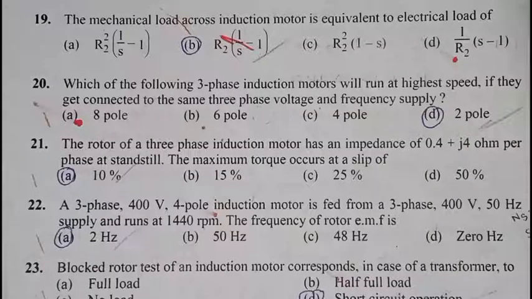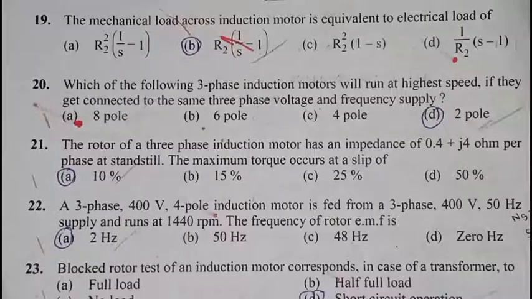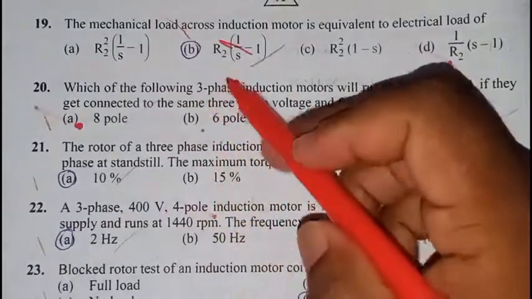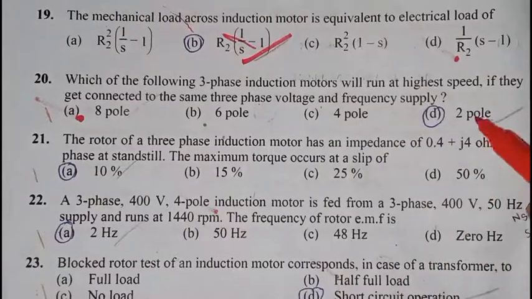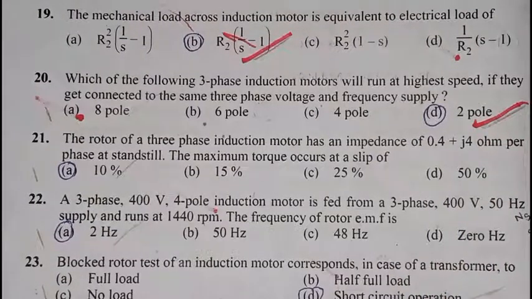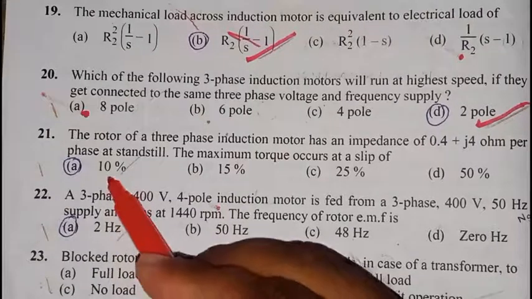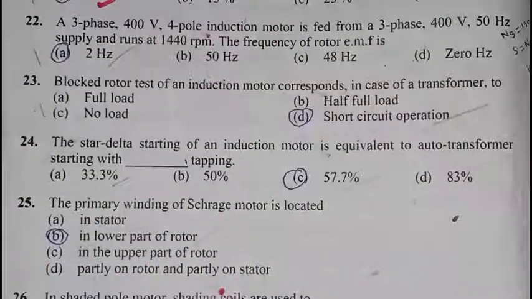The mechanical load across induction motor is equivalent to electrical load of. Answer option B. Question number 20. Which of the following 3-phase induction motors will run at highest speed if they get connected to the same 3-phase voltage and frequency supply? Answer 2-pole. Question number 21. The rotor of a 3-phase induction motor has an impedance of 0.4 plus J4 ohm per phase at standstill. The maximum torque occurs at a slip of. Answer A 10%. Question number 22.